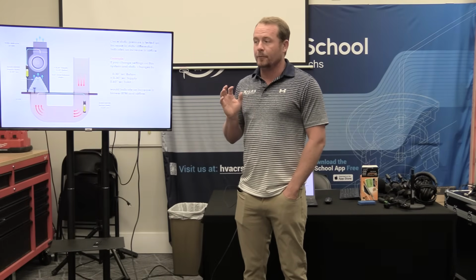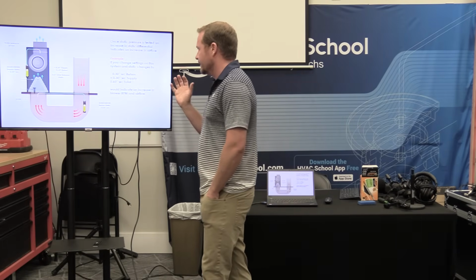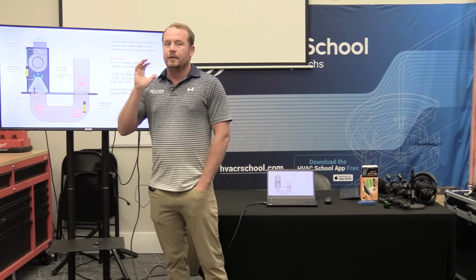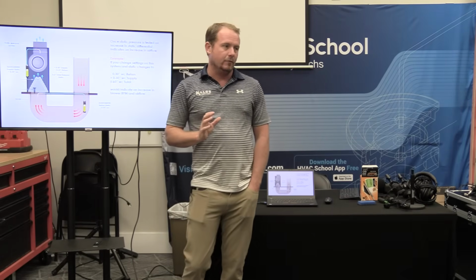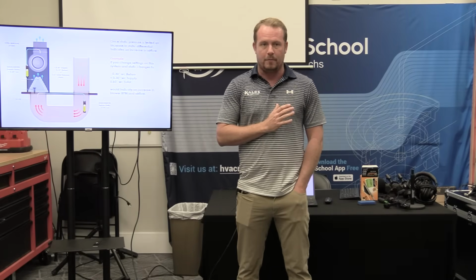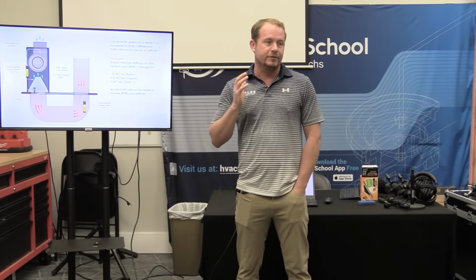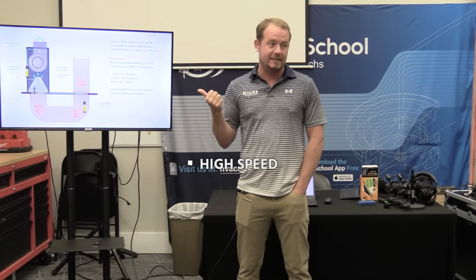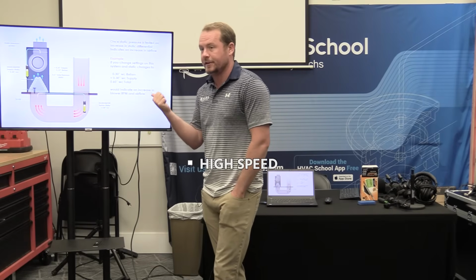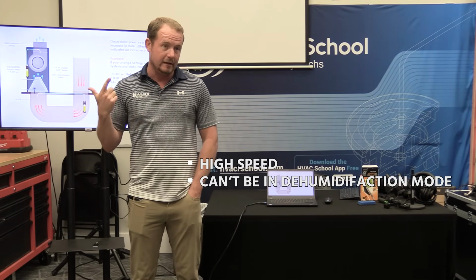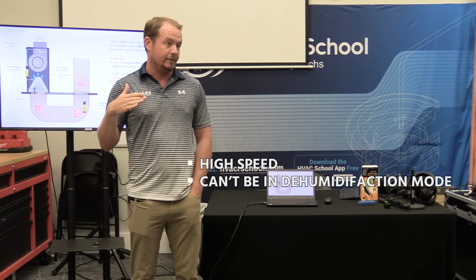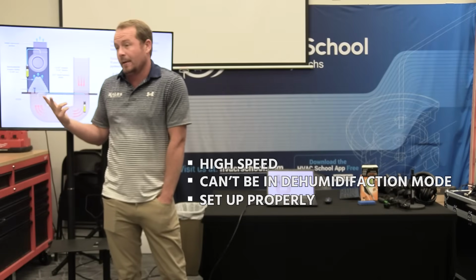So again, a couple things, we've talked about this a lot. We've maybe talked about this too much. But in order for us to even have an accurate measurement with a manometer for static pressure, we have to first make sure our system's producing the proper airflow. And in order to do that, first it has to be on high speed. So if you've got a 5-stage system, it needs to be on 5th stage. It needs to be all the way ramped up, right? It can't be in dehumidification mode. If it's in dehumidification mode, that blower is going to be ramped down, right? And it has to be set up properly.